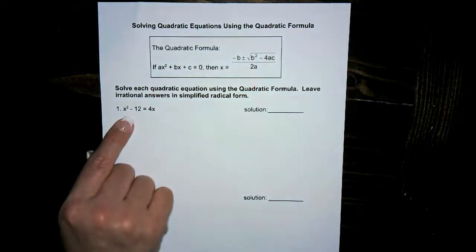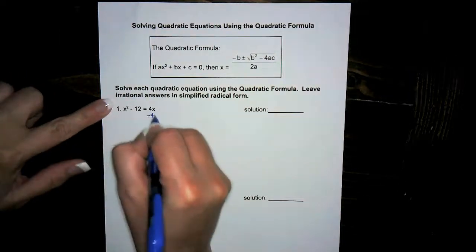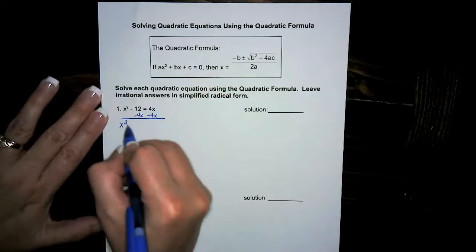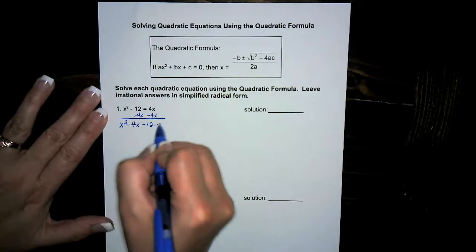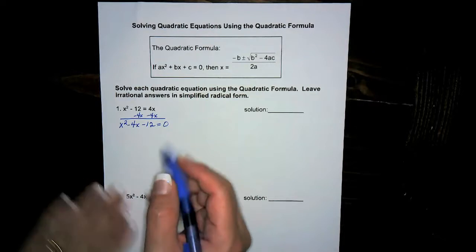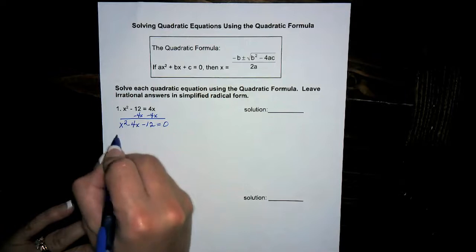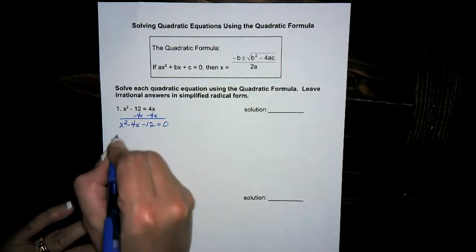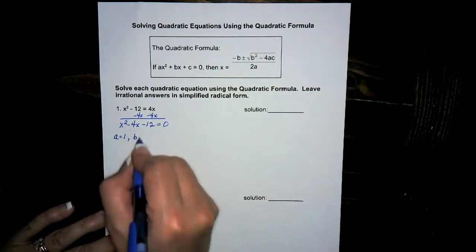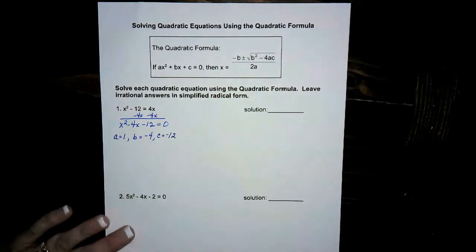So let's look at number 1 here. Got to get that equation equal to 0. So just like we did with the factoring, I'm going to subtract the 4x. And that gives me my x squared minus 4x minus 12. We've already talked about how we can't add those because they're not like terms. So let's figure out what A, B, and C are. Well, A I know is this number in front of x squared, but there's not one written. So that is understood to be 1. B is the number in front of x. Be sure and take the negative with it. And C, again, you want the negative to go with it.